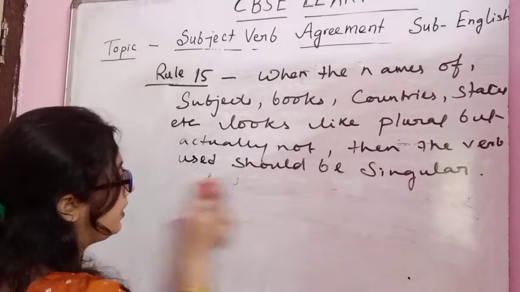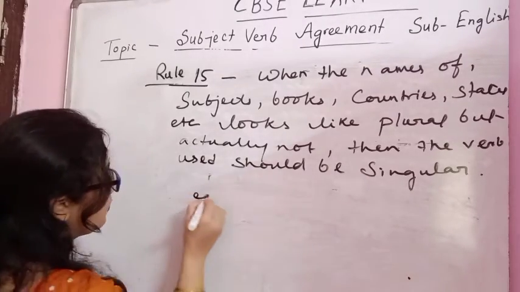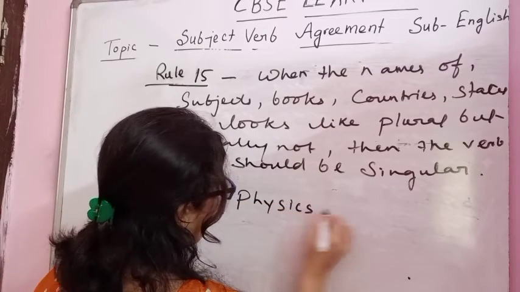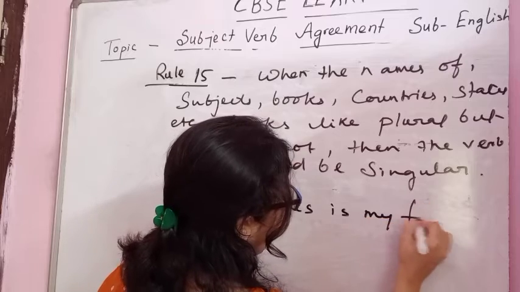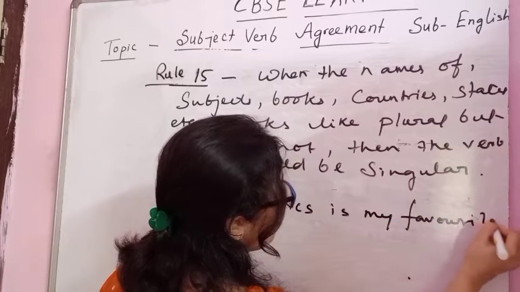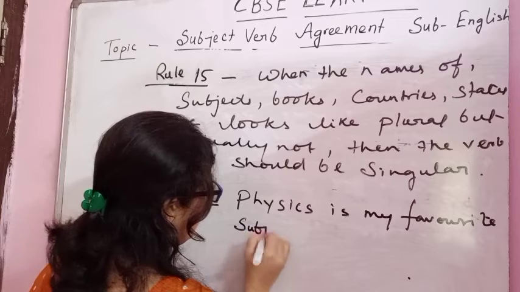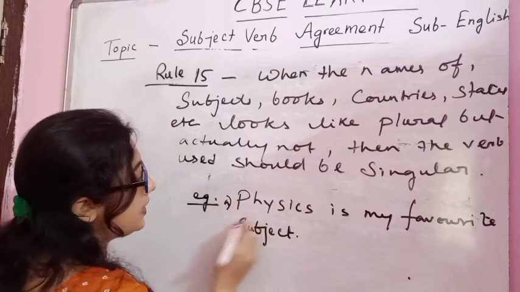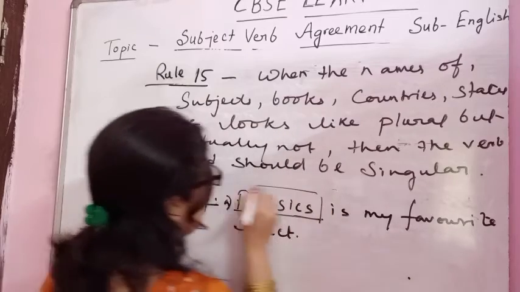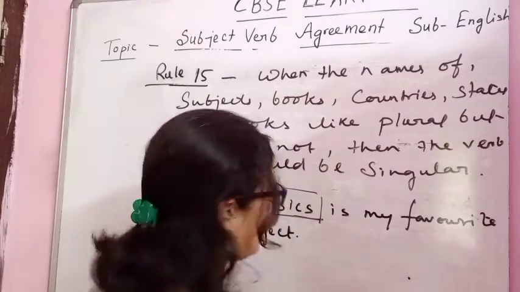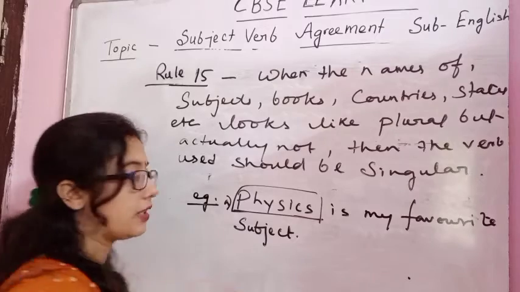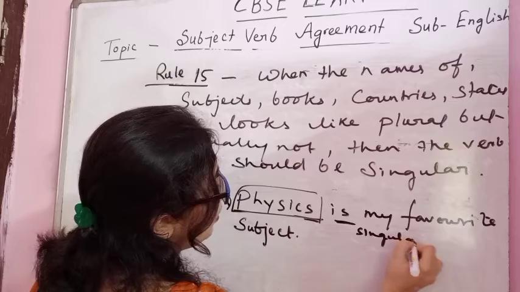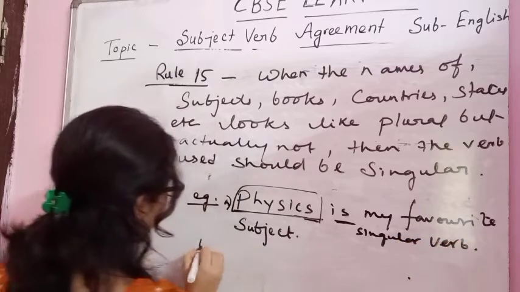For example, physics is my favorite subject. Okay. So this is looking plural, but actually it is not. This is the name of the subject. So we are using "is," a singular verb. Next, number B.